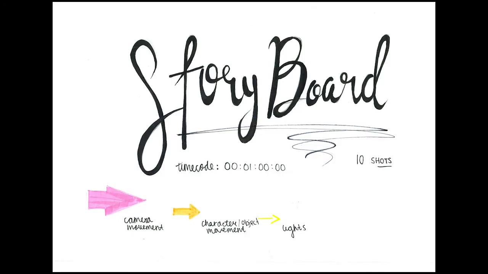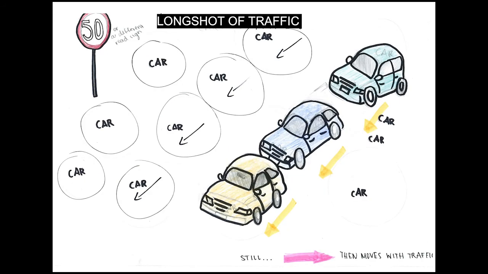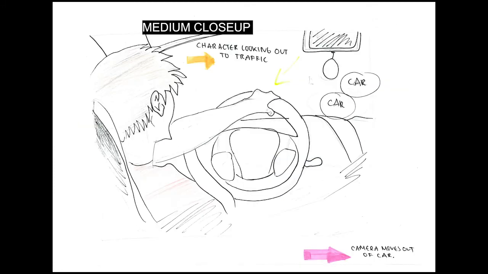This is my storyboard for the theme travel, which consists of 10 shots including an animation. It begins with an extreme close-up of a road sign, then the depth of field will change the item in focus. Then it will zoom out into a long shot of traffic. Then there will be a medium close-up of being inside of the car, and the camera will move outside of the window of the car.